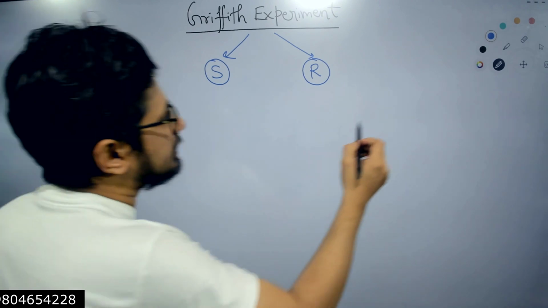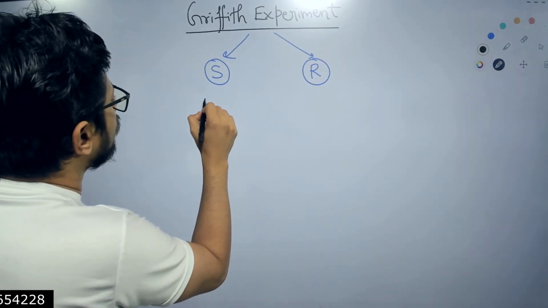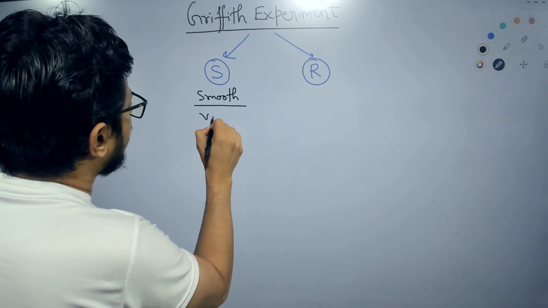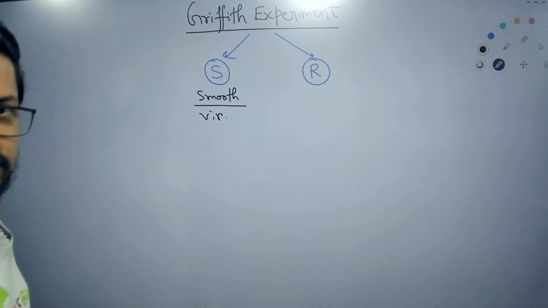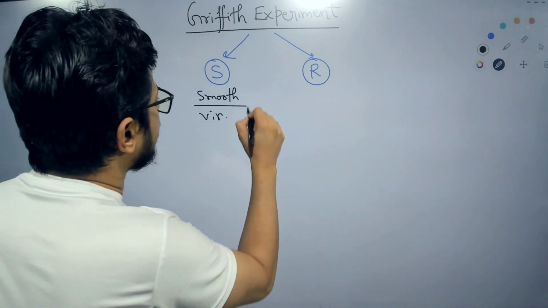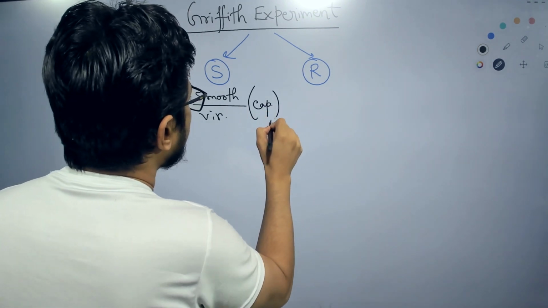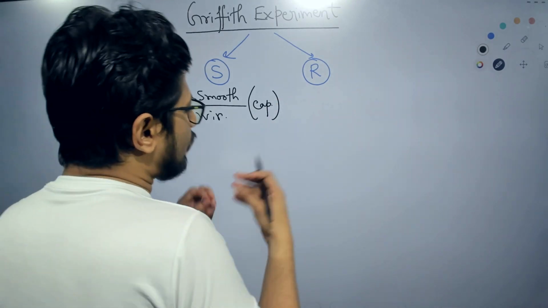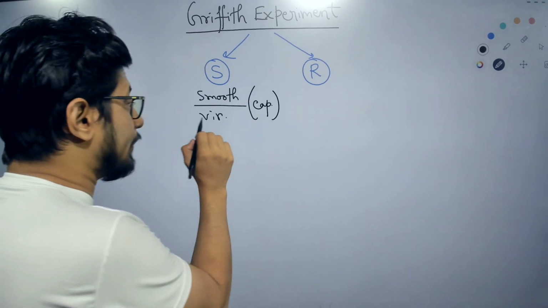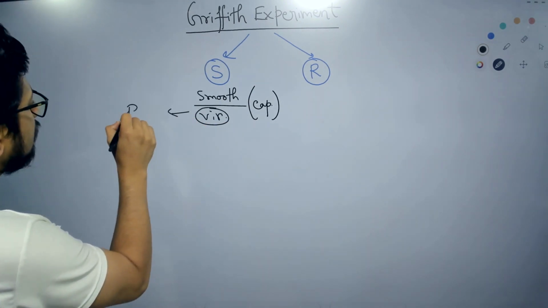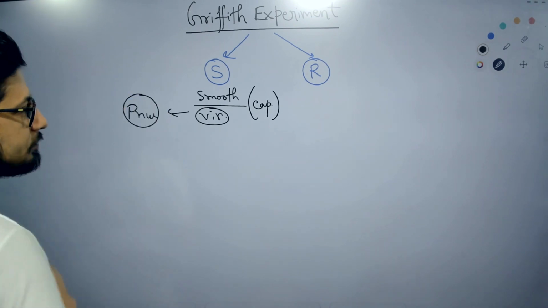The S strain of bacteria, these are known as smooth and these are virulent. Smooth and virulent. Smooth, why? Because they are encapsulated. They have a capsule on their surface. That's why it is smooth in nature. Their colony also looks smooth, but they are virulent. They can cause pneumonia. Okay, virulent means they can cause pneumonia.